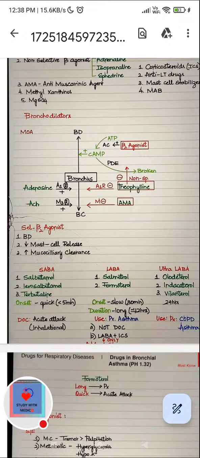Talking about formoterol, a long acting selective beta 2 agonist, it has a rapid onset and long duration of action. Formoterol in combination with low dose inhaled glucocorticoid is preferred for relieving symptoms of asthma.